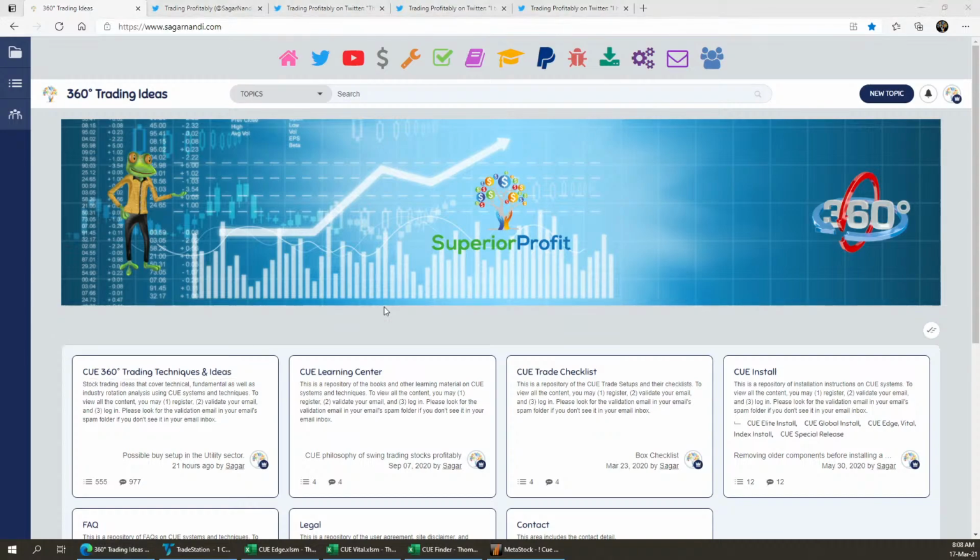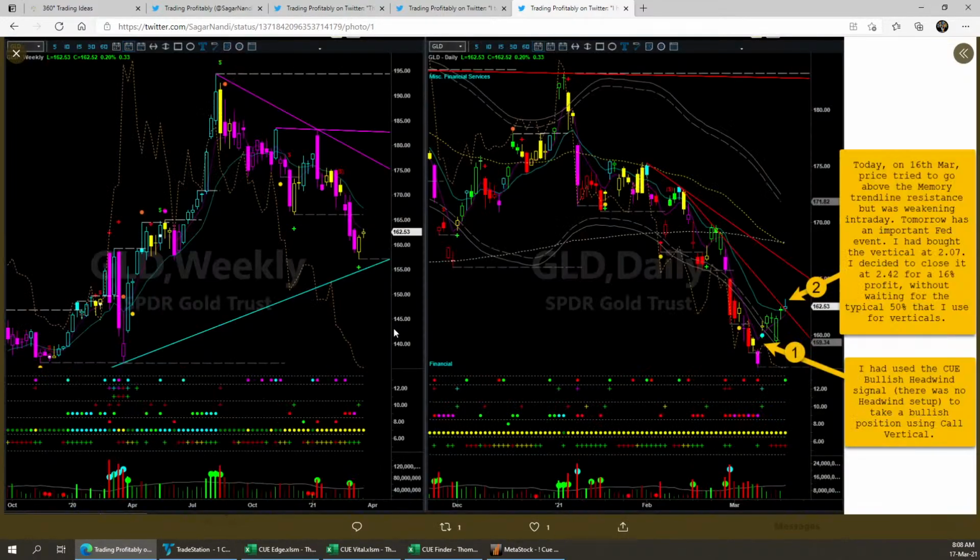On the Q Skype chat, sometimes I share setups that are not conforming to the 360 degrees robustness, and GLD was one of them. It was an ETF. Let's look at GLD. If you remember earlier, somewhere here I traded gold using futures and I booked quick profit. That was useful and price dropped after that.